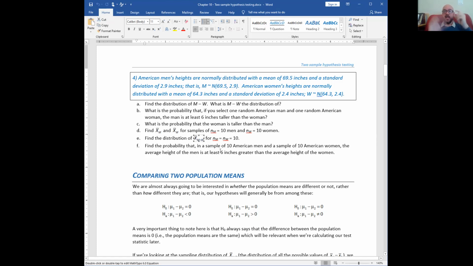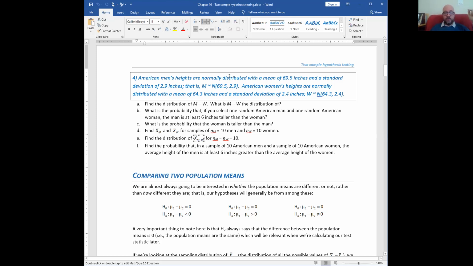So in other words, if I take 10 men's heights, I grab 10 men out of that first room that has all the men and average their height. And I take 10 women out of that room that has all the women and average their height and then subtract the averages. So the difference of the averages, this thing that I'm finding right now, is going to be the distribution of all those differences.